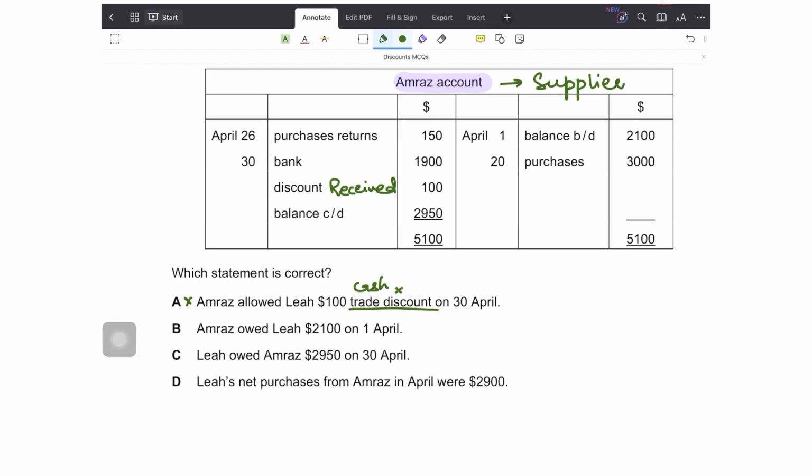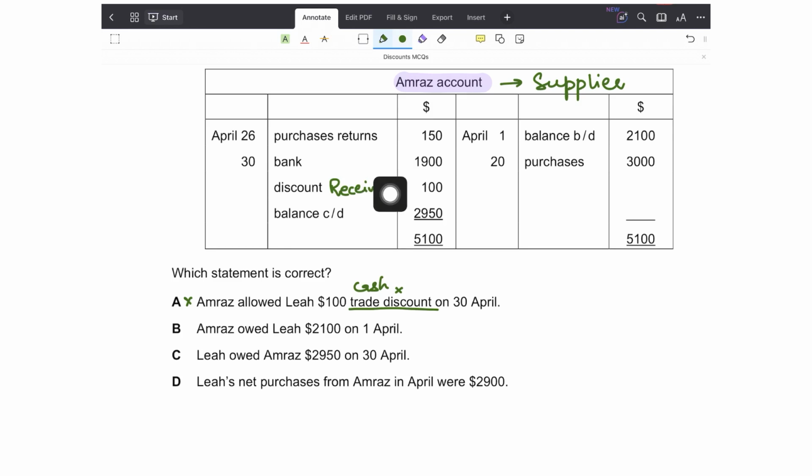It's very important that your basics are clear. It's also very important that you read the question carefully. This is discount but not trade discount. This is cash discount. If they had written cash discount, then this statement would have been correct, but this is now wrong. Second is Amraz owed Leah 2100 on 1st April.